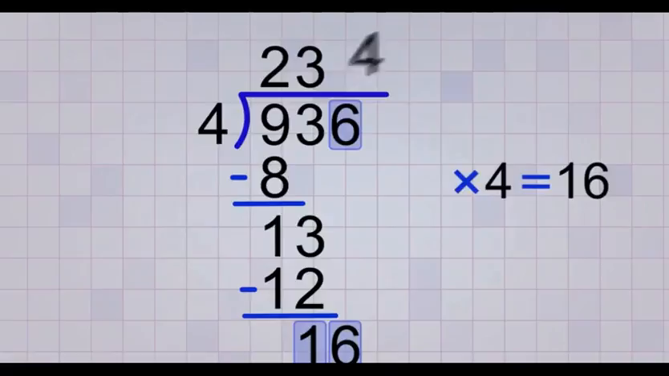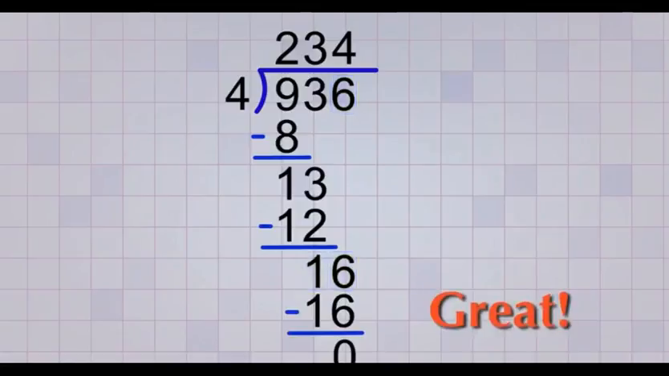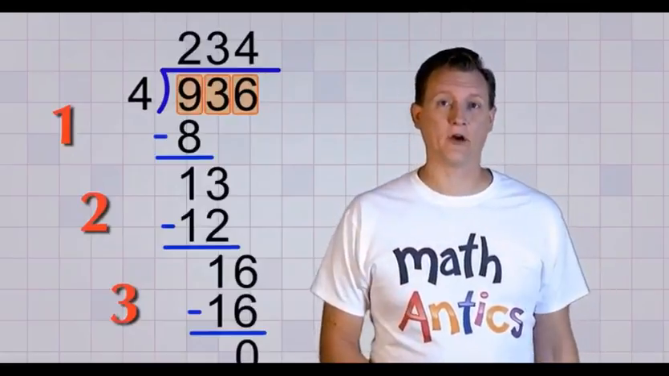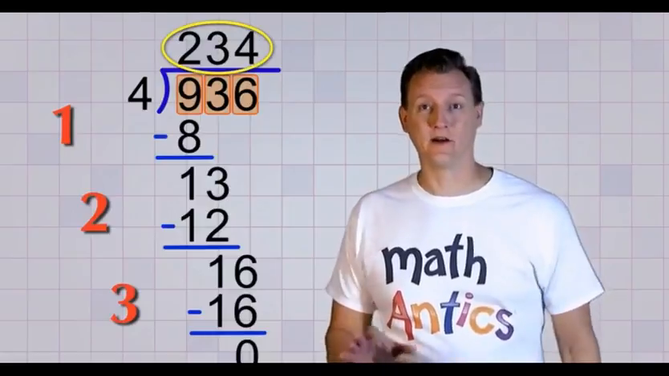So we put a 4 in the last place of our answer line, and then we write the 16 below our new remainder. Now, if we subtract 16 from 16, we see that our last remainder will be 0, which means there's no remainder left. That's great! We solved the whole division problem digit by digit, breaking it up into 3 basic division steps. And now we know that 936 divided by 4 equals 234. And we also know why they call it long division.